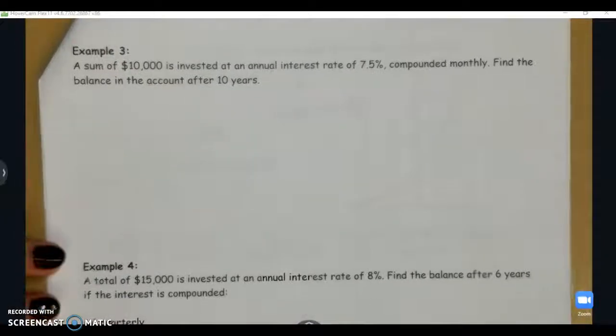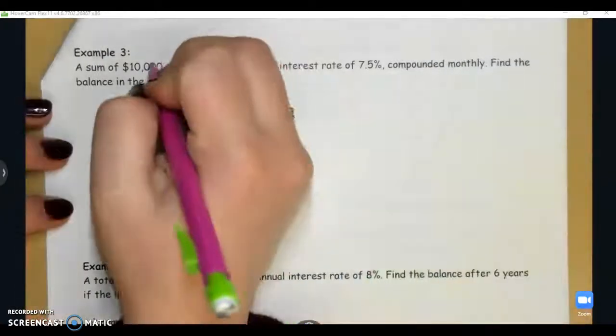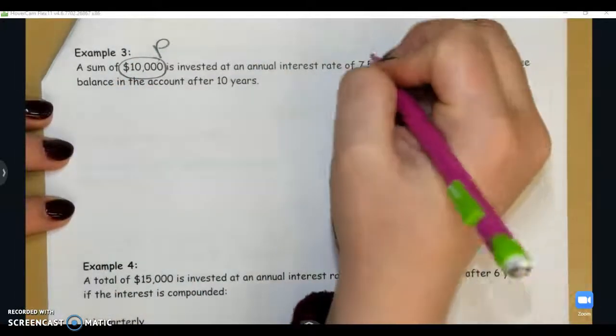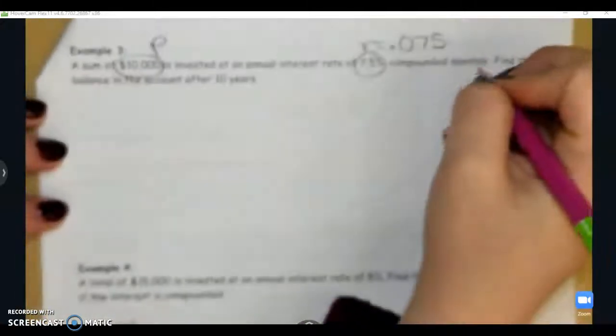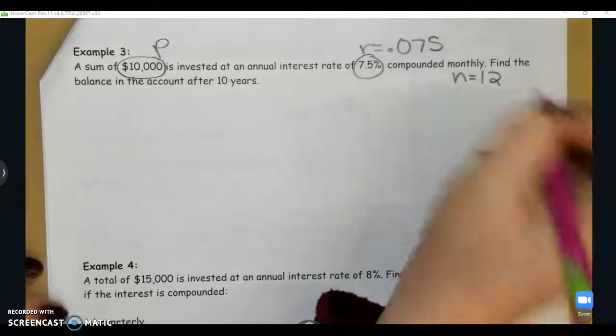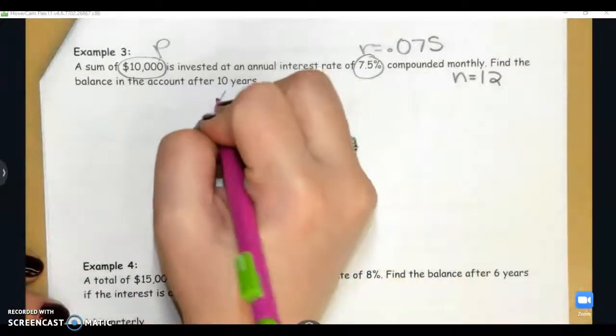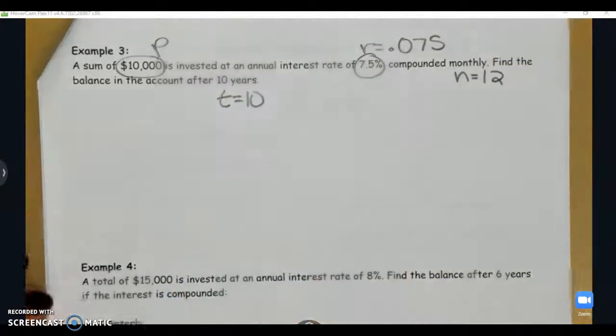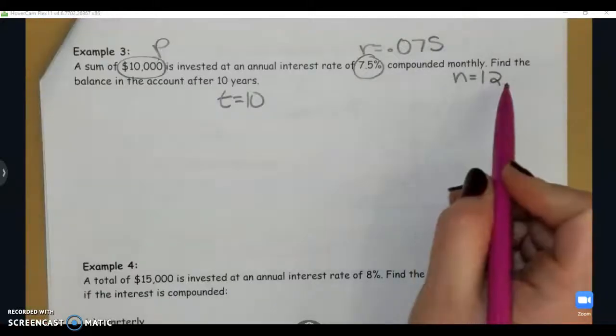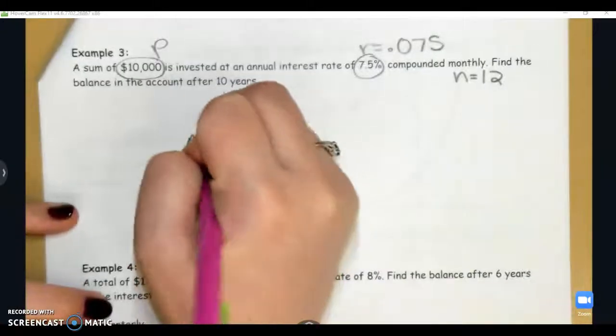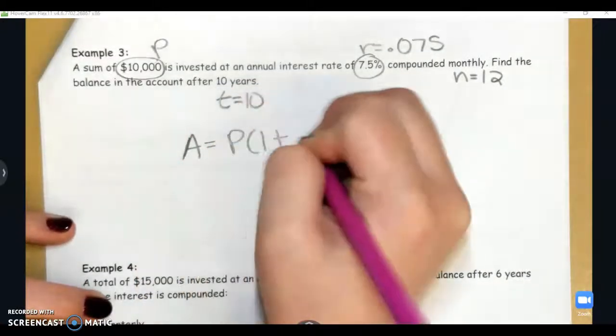All right, on to example 3. If we have $10,000 invested with an annual interest rate of 7.5%, so this is our principal, this means that R is going to be 0.075. Compounded monthly, that means that N is 12. Find the balance in the account after 10 years. As we're given a value for N, that means we're going to have to use that formula with N in it.